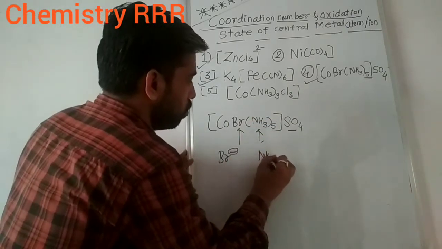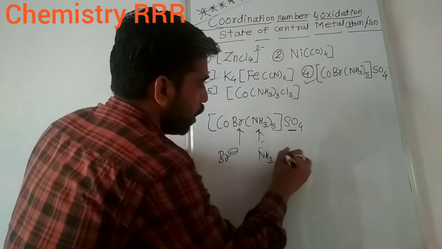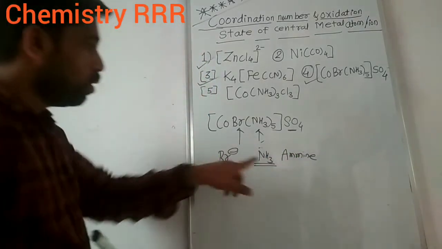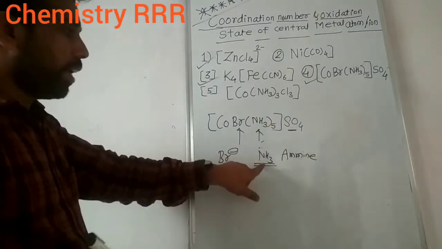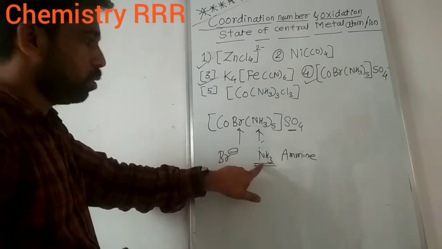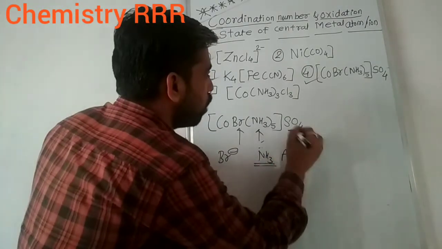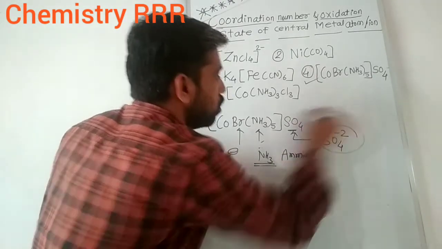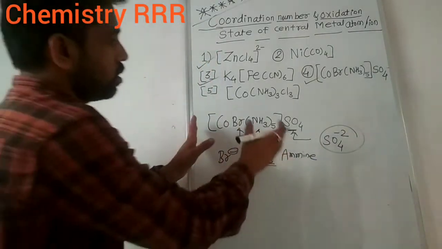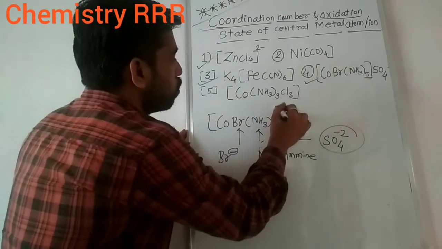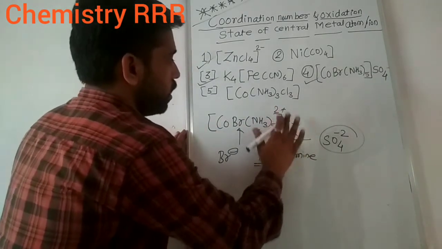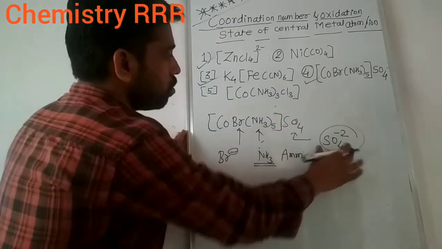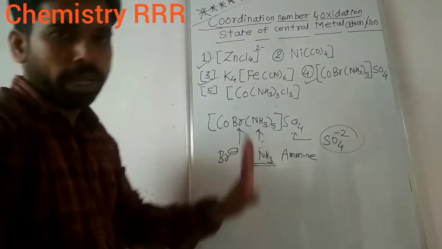Ammonia, or we call it amine. Amine is a neutral 2 electron donor ligand. It is a neutral ligand. Okay, and this is the counter ion, which stabilizes the +2 charge present on the complex ion. SO4 -2.